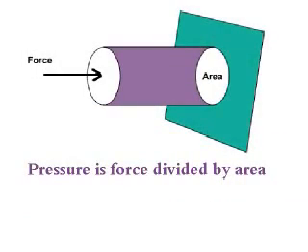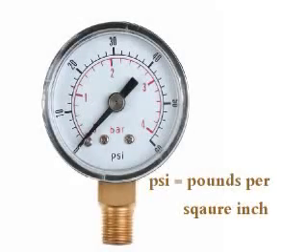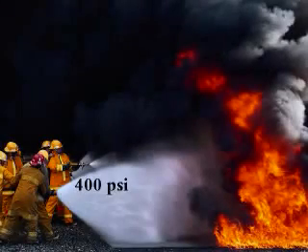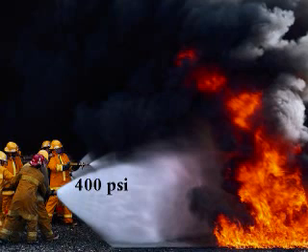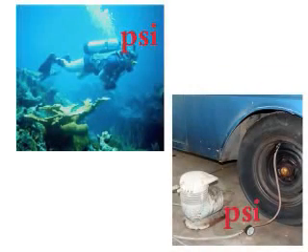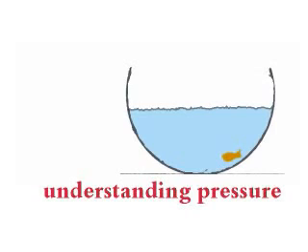The definition of pressure is force divided by area. In the oil business, pressure is measured in PSI, pounds per square inch. When you go to wash your hands and turn on the faucet, the pressure on the water at the faucet is about 60 psi. A typical fire truck, when pumping water to put out a fire, will generate about 400 psi. Underwater divers measure the amount of air in their tanks with psi, and a car mechanic measures your tire pressure with psi. Let's take a look at pressure.